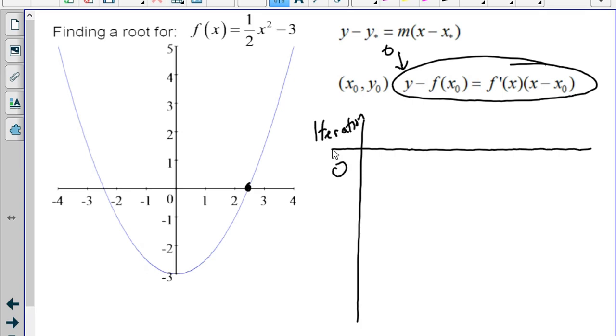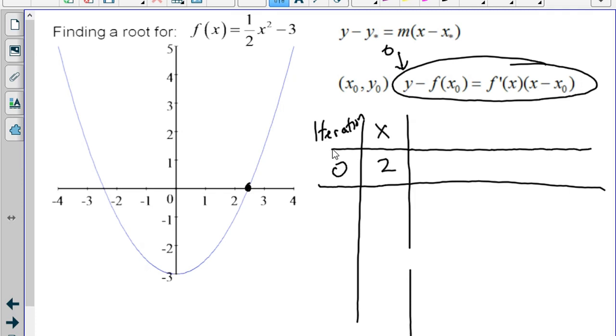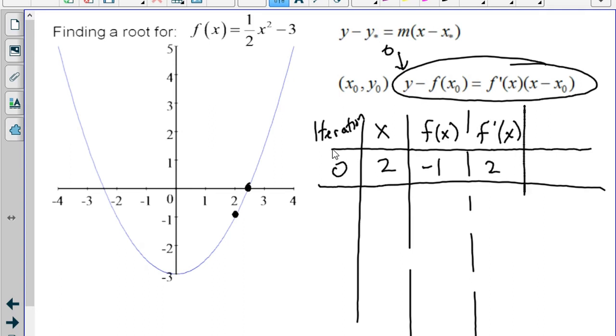So we put iteration number. My first attempt, I'm going to have x. Let's just say I guess 2. Okay, so if x is 2, that gets me here. I'm going to want to try and get something that's relatively close to a 0. And if I plug in 2, f of x is -1. F prime of x is also 2.